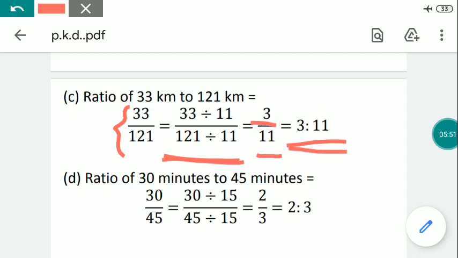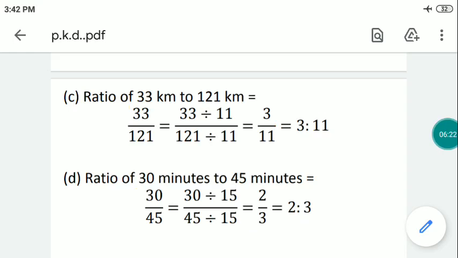D, ratio of 30 minutes to 45 minutes. So 30 upon 45. Find its lowest form. Divide numerator and denominator by the highest common factor of 30 and 45, that is 15. So 30 divided by 15 upon 45 divided by 15. 30 upon 15, that is 2, upon 45 divided by 15, that is 3. So 2 upon 3, in terms of ratio, is written as 2 as to 3. So complete exercise 12.1 up to question number 6 in your notebook.